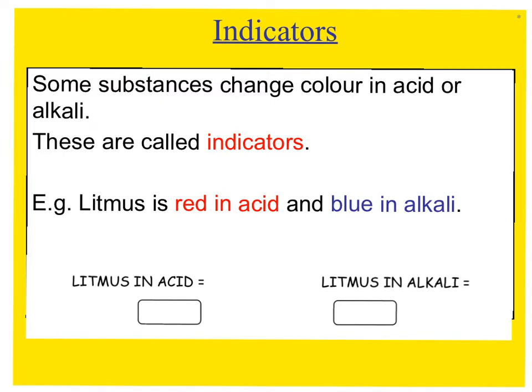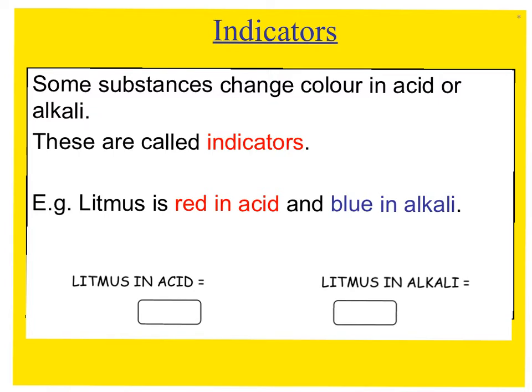Now we've moved on to page 8 in your booklet, and we're going to pop in the blank. Some substances change colour in acid or alkali, like we've said. These are called indicators. Now there are lots of indicators. We're going to spend the rest of this lesson looking at one of them. Now the indicator that we're going to talk about today is litmus.